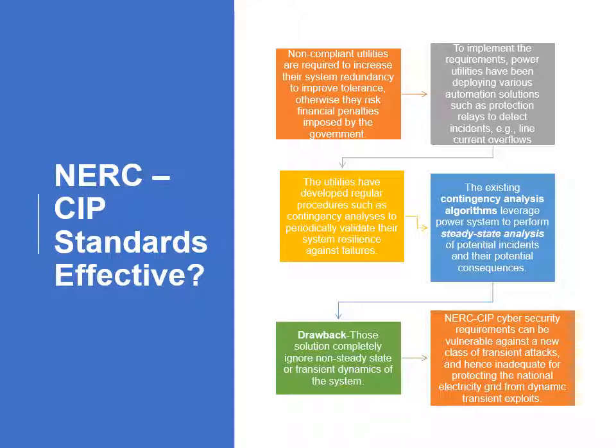But the issue is that the existing contingency analysis algorithms leverage the power system to perform only a steady state analysis of potential incidents and their potential consequences. The drawback is that this solution completely ignores the non-steady state, or the transient dynamics, of any system. As we saw in the previous graph, the NERC regulation area contains only the steady state. That means NERC cybersecurity requirements can be vulnerable against a new class of transient attacks, and hence we believe they are inadequate for protecting the national electricity grid from dynamic transient exploits.